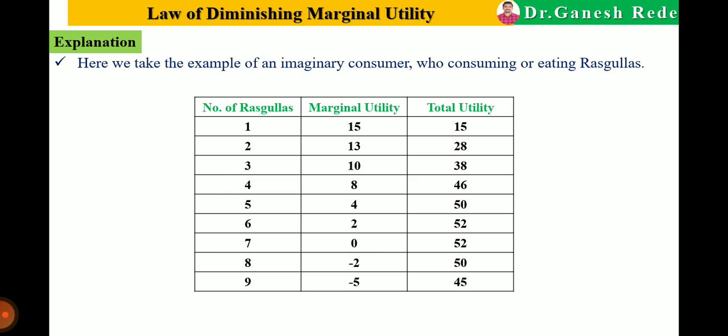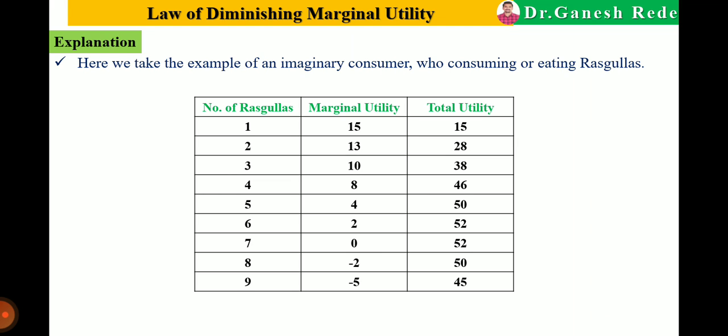Then after his stomach is full, his capacity is over, if he forcefully eats the 8th and 9th rasgulla, the 8th rasgulla will yield a marginal utility of -2, so total utility will decrease by 2, it will be 50. And again if he eats the 9th rasgulla, there will be a marginal utility of -5, so the total utility also decreases to 45.